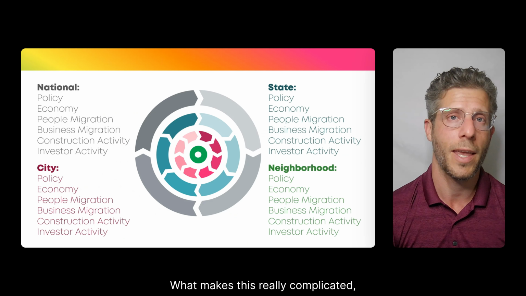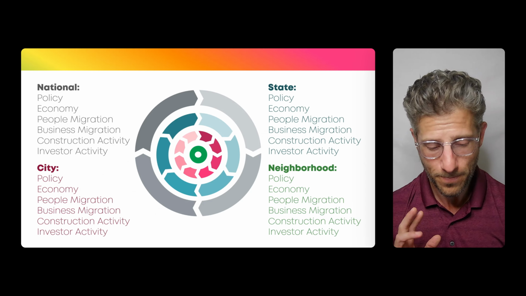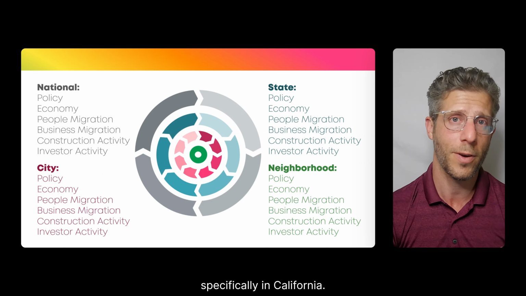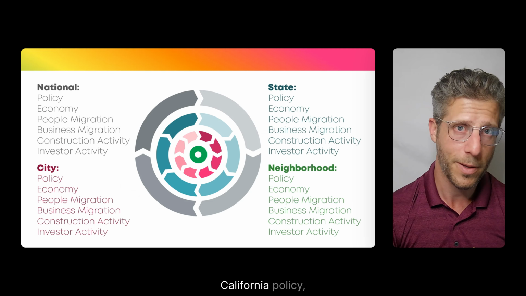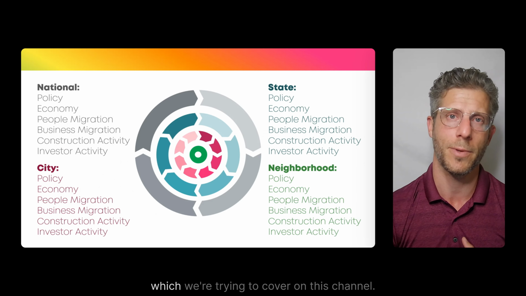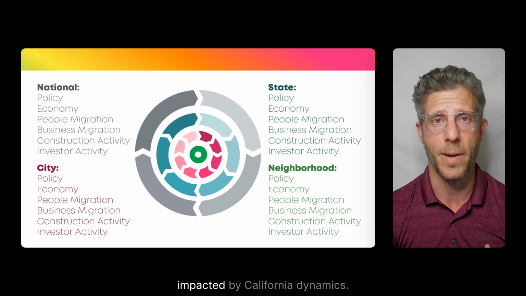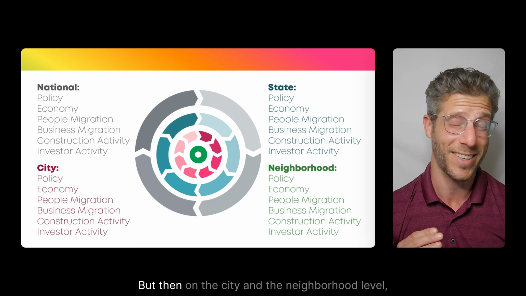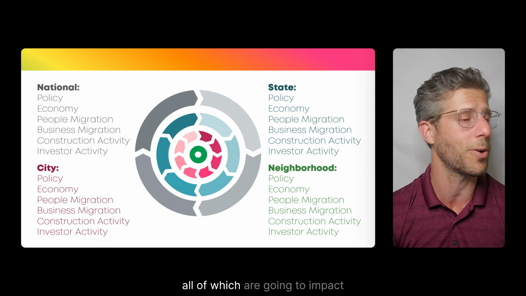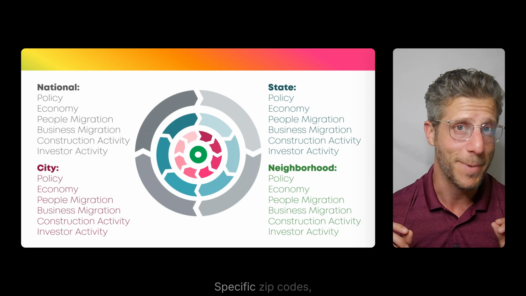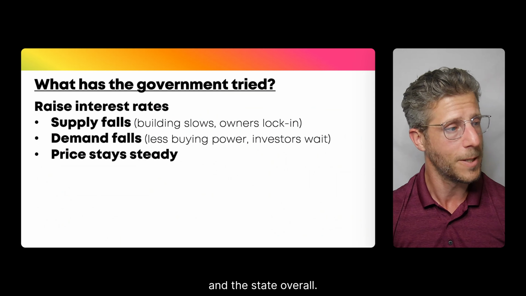What makes this really complicated for real estate is there are multiple cycles happening simultaneously. In the United States, specifically in California, whatever's happening on the national level impacts California. California policy, which there have been a lot of changes recently, which we're trying to cover on this channel. The California housing industry is obviously impacted by California dynamics, but then on the city and the neighborhood level, all of these different cycles come into play, all of which are going to impact housing in specific zip codes, specific neighborhoods, but also cities, counties, and the state.